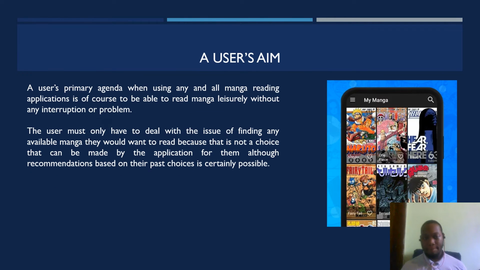Continuing on is the user's aim. Now, a user's primary agenda when using any and all manga reading applications is, of course, to be able to read the manga leisurely without any interruptions or problem. The user must only have to deal with the issue of finding any available manga they would want to read, because that is not a choice that can be made by the application for them. Although recommendations based on their past choices is certainly possible.